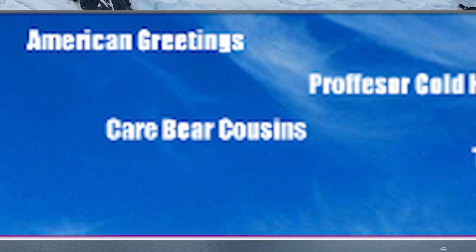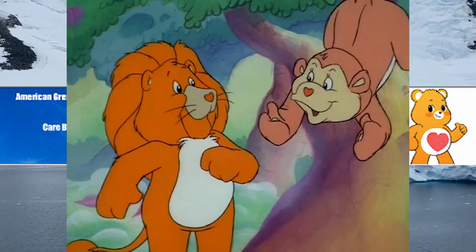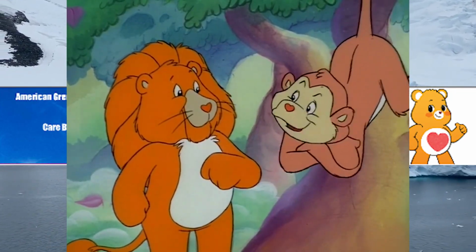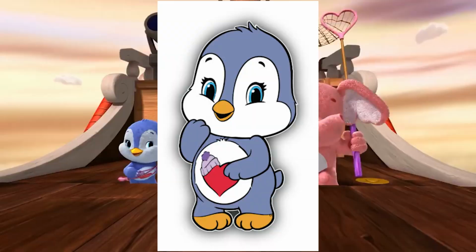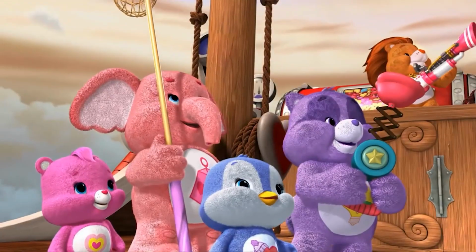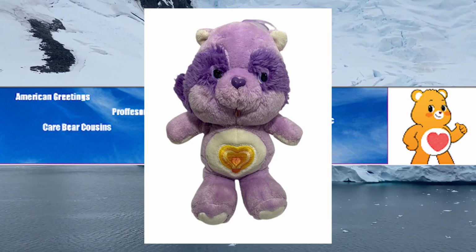Care Bear Cousins. The movies introduced a whole new group of Care Bears, except they're not really bears. They're like lions and penguins and stuff, and like an elephant and a raccoon.